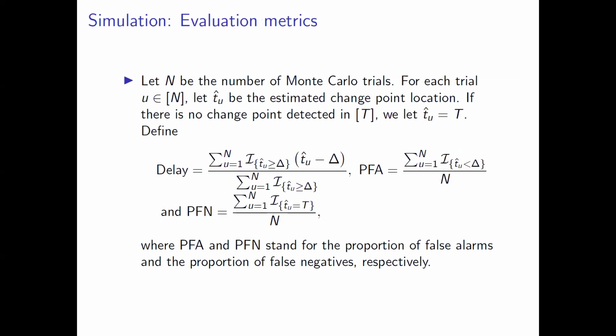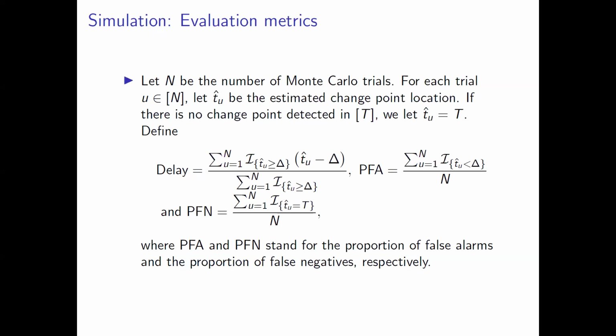Okay, so I guess I do have simulations here. I gave this talk the other day, so I am confused as to which version I am giving today. Anyway, for the simulation, let n be the number of Monte Carlo trials. We are going to estimate the change point as t hat, u, where u is the trial. And then we're going to have a time horizon, so we're going to start from 1 all the way to uppercase T. And there are 3 different metrics of interest.